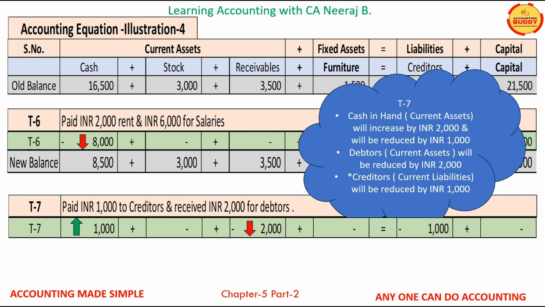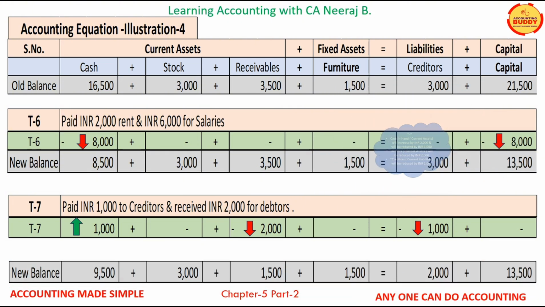Further, debtors, which is an asset, will be reduced by 2,000 and the creditors on the liability side will be reduced by 1,000 as the cash has reduced the outstanding balance of the creditors.